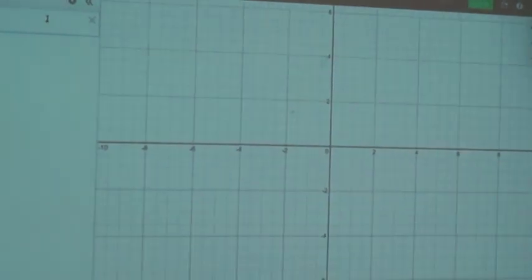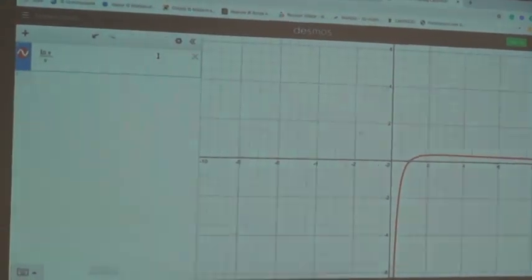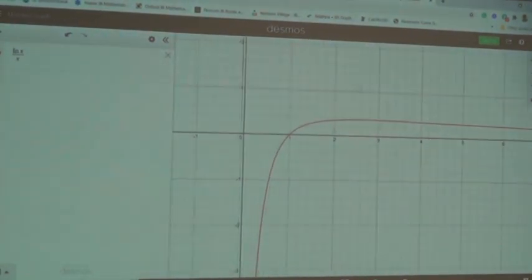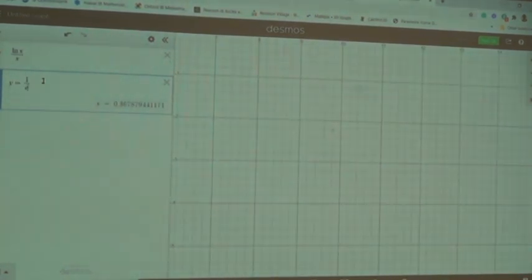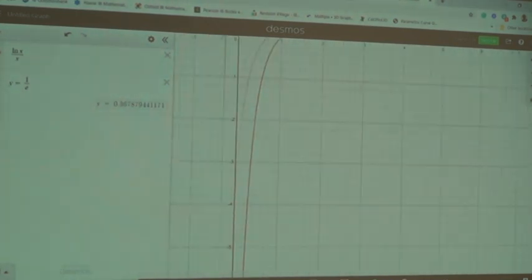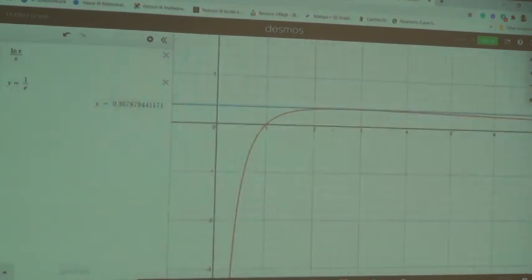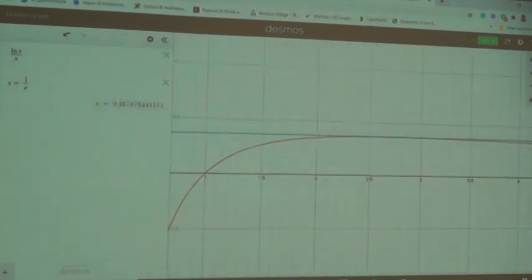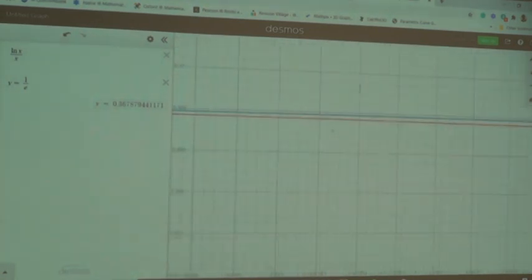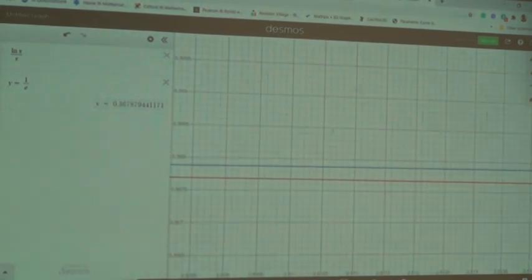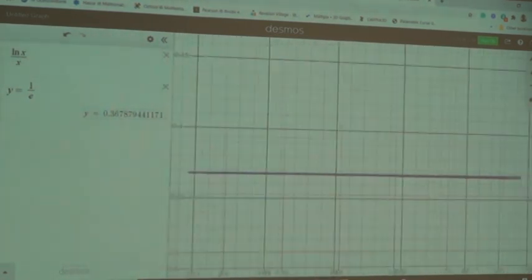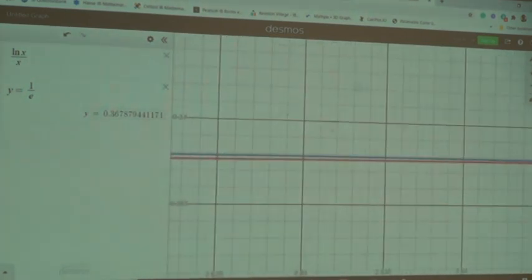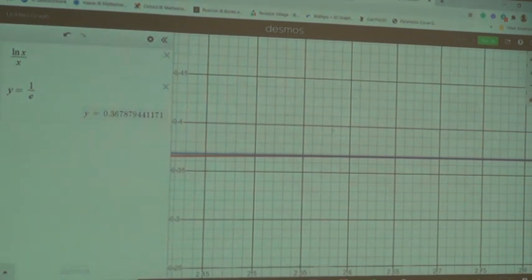Now, ln x divided by x. Can you see that? Okay, so y equals 1 over e. Did you see this? It looks like it touches it, right? Let's zoom. Just fiction. It doesn't touch it. Just pretending to be touching it. You zoom out. But it doesn't touch it. Okay? So we're saying, okay, worst case scenario, maybe it touches it, but it does not go beyond that point.